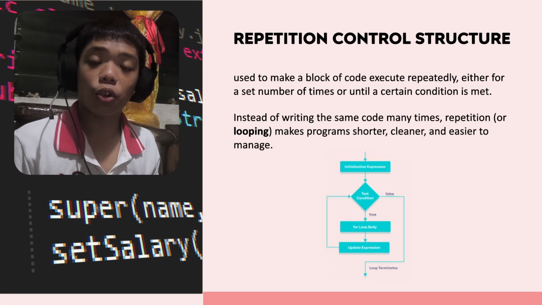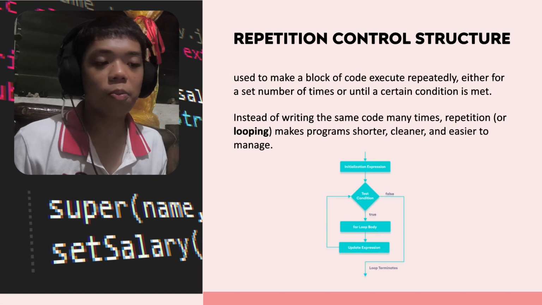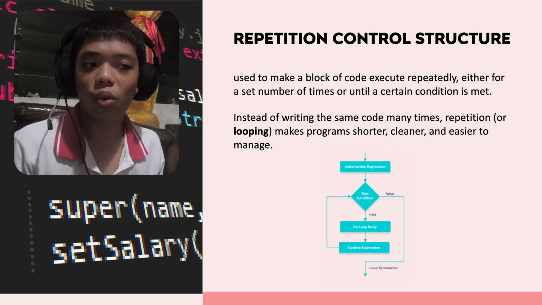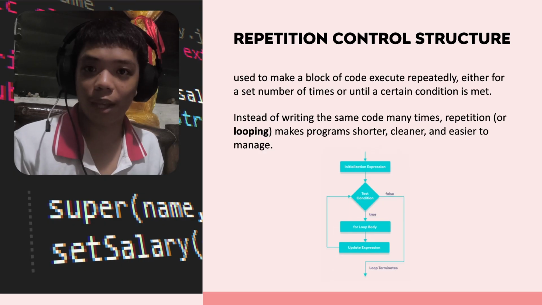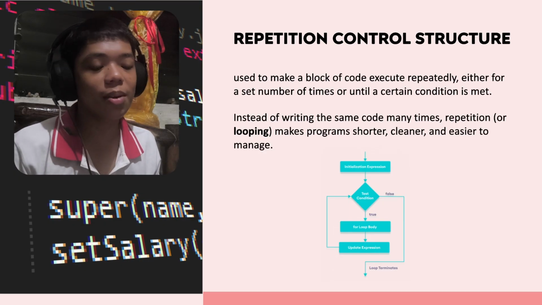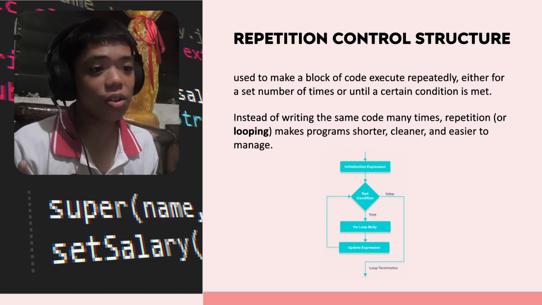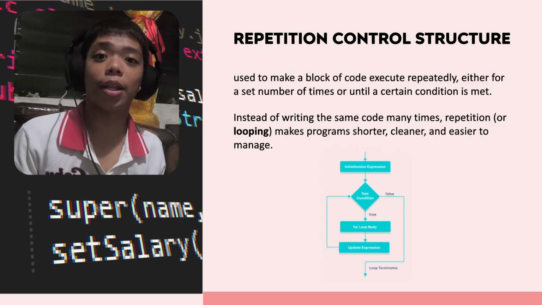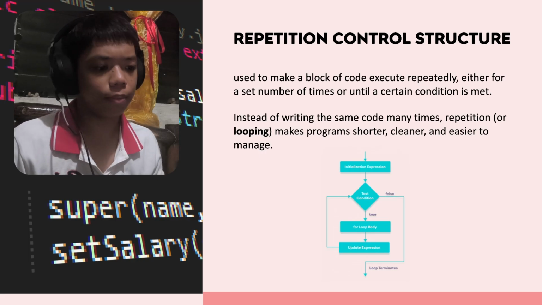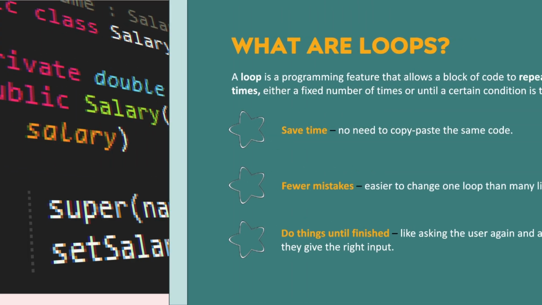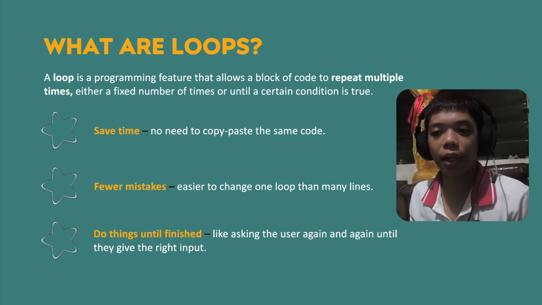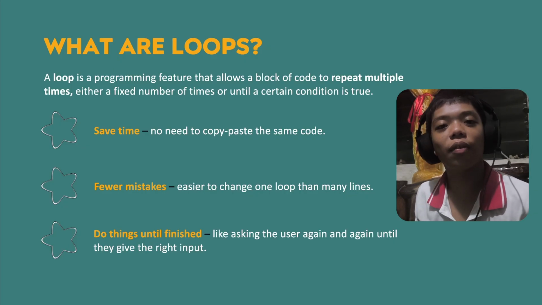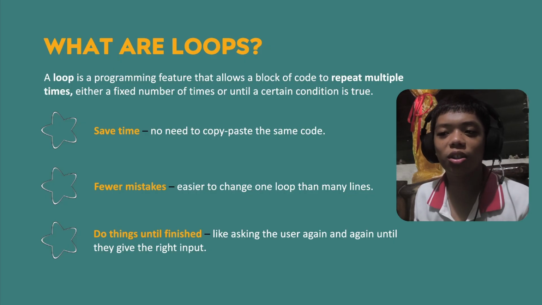The repetition control structure is used to make a block of code execute repeatedly, either for a set number of times or until a certain condition is met. Instead of writing the same code many times, repetition or looping makes programs shorter, cleaner, and easier to manage. So what is a loop or looping? A loop is a programming feature that allows a block of code to repeat multiple times, either a fixed number of times or until a certain condition is true.